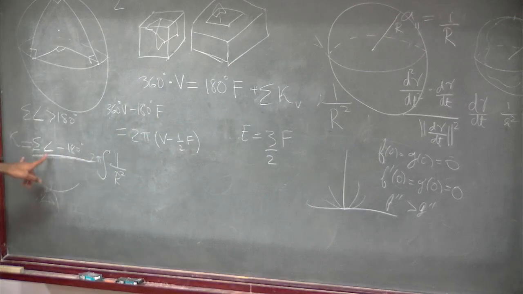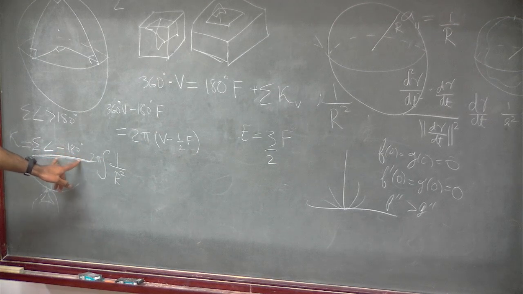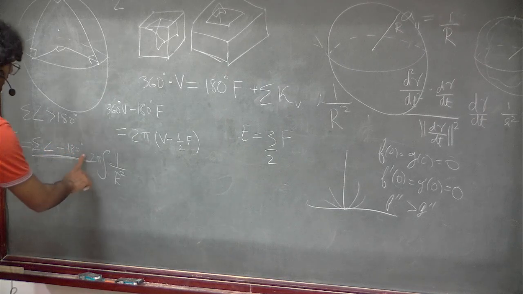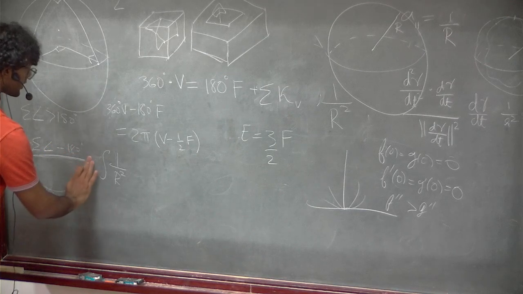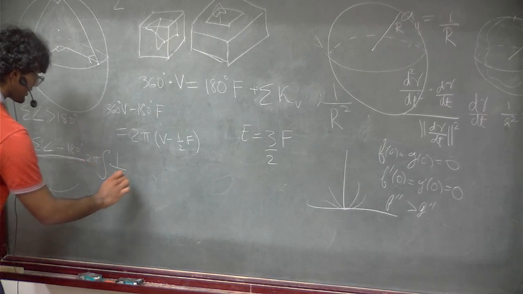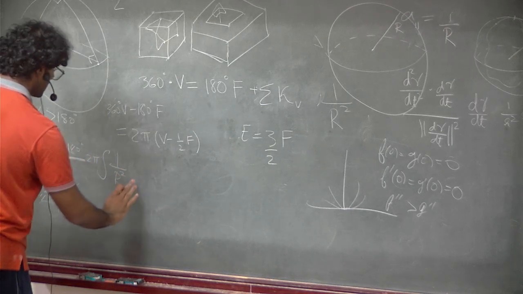Like, I'm saying curvature is equal to this, but it's only equal to this if you say this in radians. Okay? Like, it's actually equal to this number. So like 2 pi times integral of 1 over r square over the sphere.